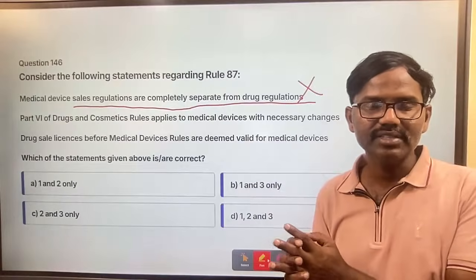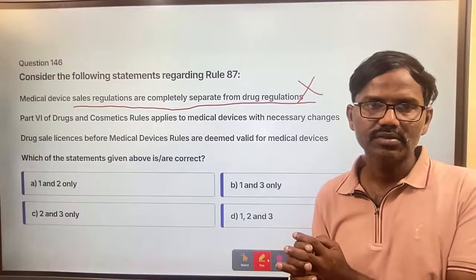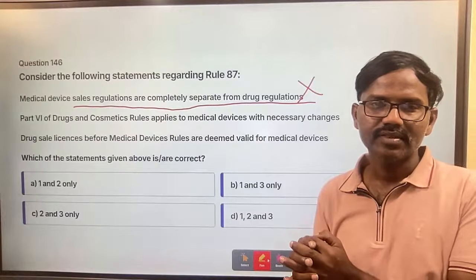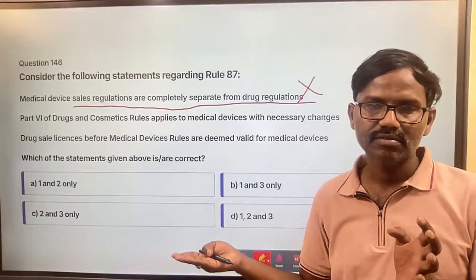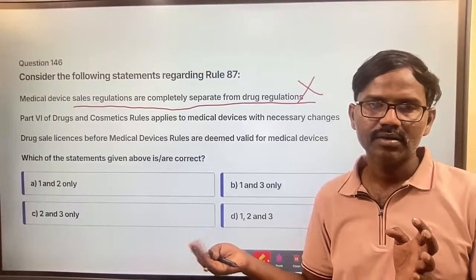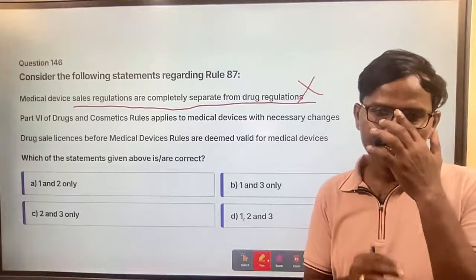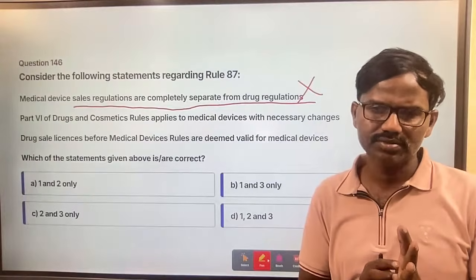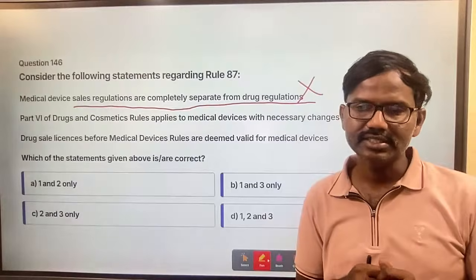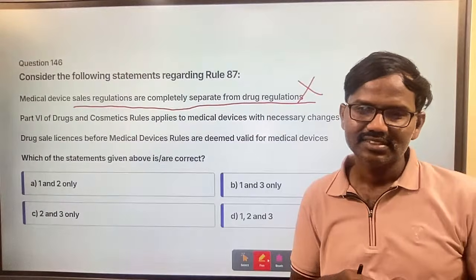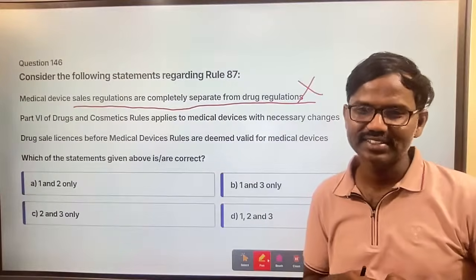Unless something is mentioned in the DC Act about medical devices, the particular rule overrides. What is that rule? The overriding effect rule. How can the medical device rules change the rules of the DC Act? By the rule number. Please go through all our previous videos, and you will get a clear idea of all these rules. The overriding effect rule is not 96. Is it correct? Must have confidence.